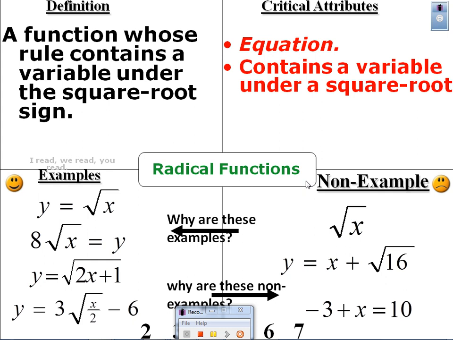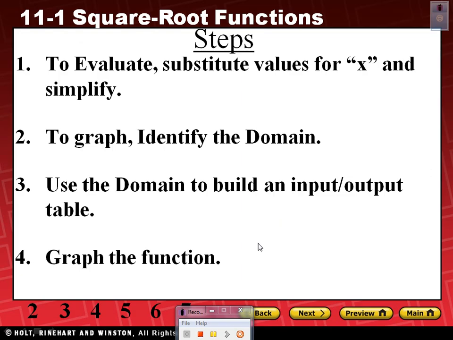Okay. Steps. We have 4 steps. Step number 1, to evaluate, substitute values for x and simplify. To evaluate, substitute values for x and simplify.